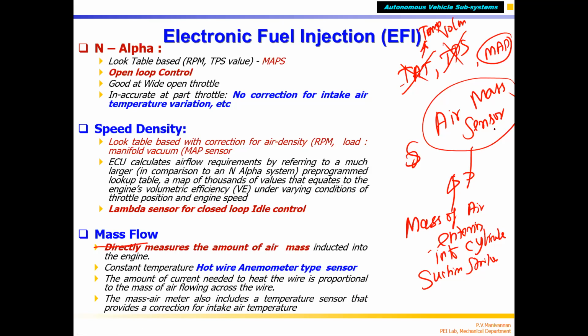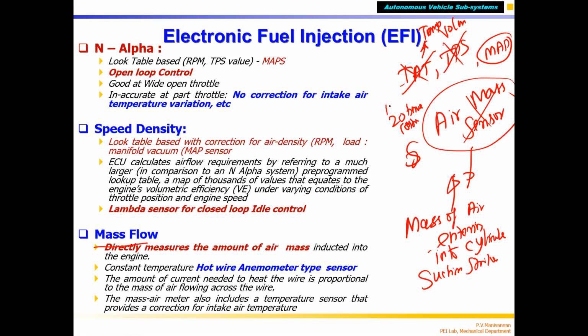With these two sensors, you don't need an air mass sensor. Another thing is that the air mass sensor is much costlier compared to TPS, at least 5 times, minimum 5 to 20 times depending upon the company, correct?